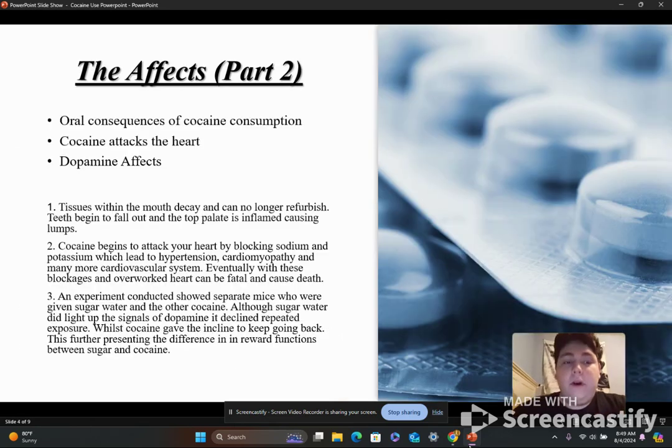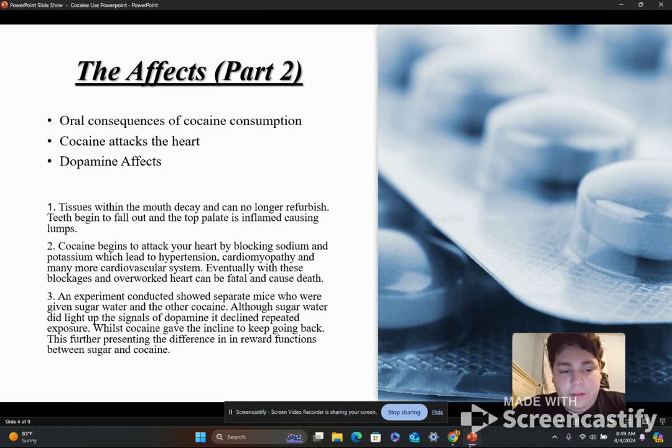The effects part 2. Oral consumption of cocaine. Cocaine attacks the heart and dopamine effects. So, for oral consequences, tissues within the mouth decay and can no longer refurbish. Your teeth begin to fall out, and the top of your mouth, the palate of your mouth, begins to inflame and have lumps. Cocaine also attacks your heart by blocking sodium and potassium, which can lead to hypertension, cardiomyopathy, and many more nasty cardiovascular problems. And with all these problems, and blockages and the overwork of the heart, it could be fatal and cause death.